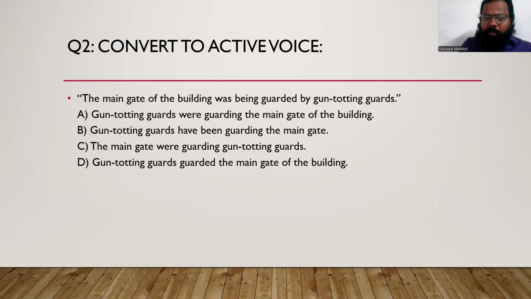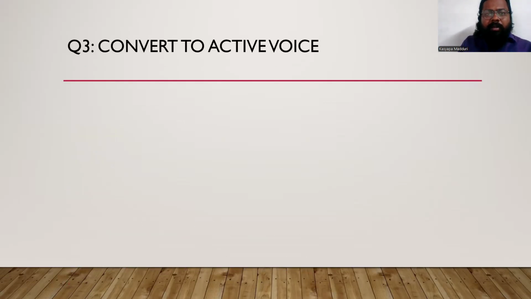Next, option D, the gun-toting guards guarded the main gate of the building. Now, the main gate of the building was being... So there is a continuous tense. You need to check which sentence has the continuous tense, the ing form. So only option A and option B have the ing form. Option C also has the ing form, but its meaning is wrong. And in option B, you have the have form, whereas in the main sentence, you don't have the have form. So option A is your answer. All right. Let us go to the next question.